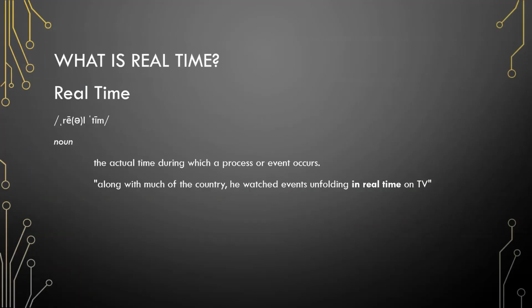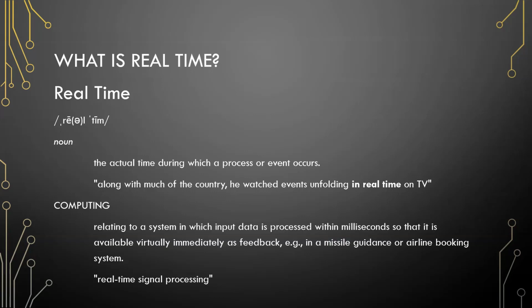What is real time? According to the dictionary, it is the actual time during which a process or event occurs. So this has to do with how we watch events unfold over time within the context of the life cycle of that event. There's a lot of confusion when we talk about analytics because this often gets blurred with the computing definition of real time, which is relating to a system in which input data is processed within milliseconds, et cetera.